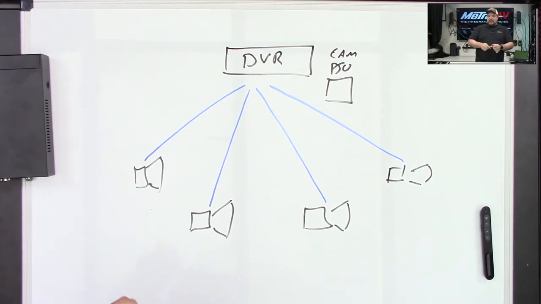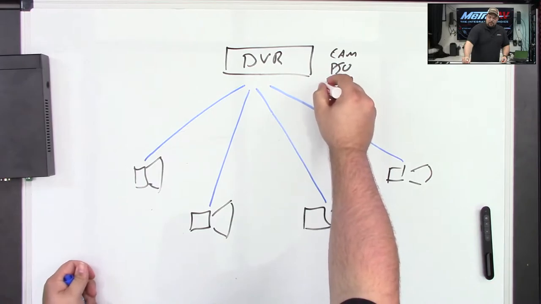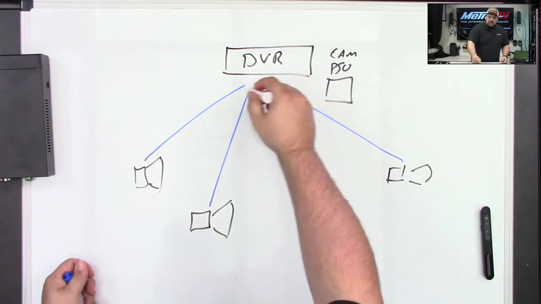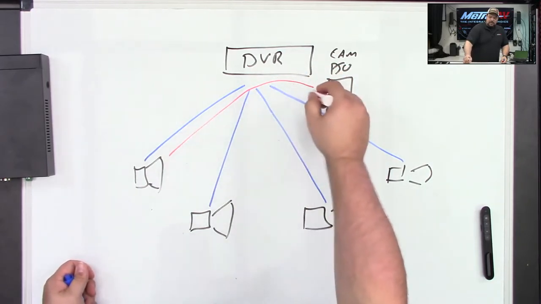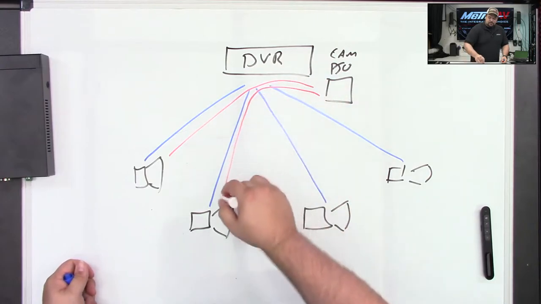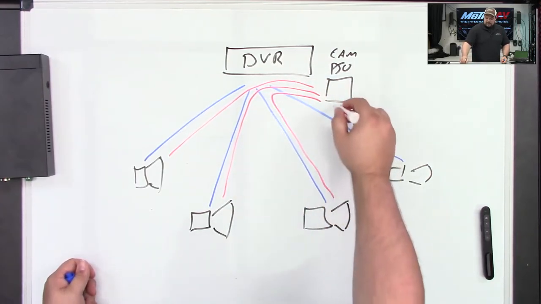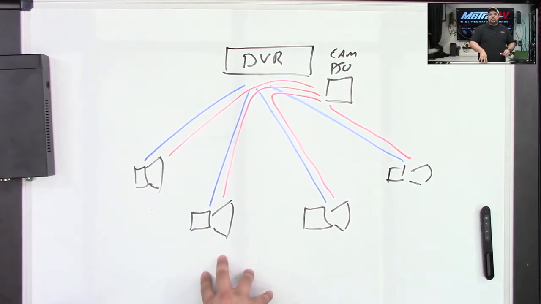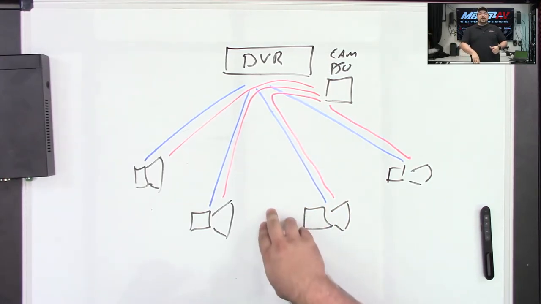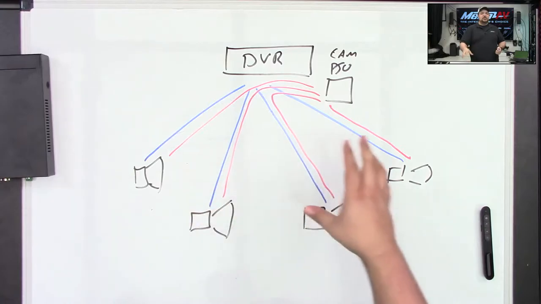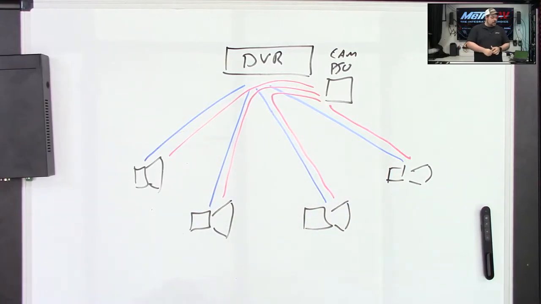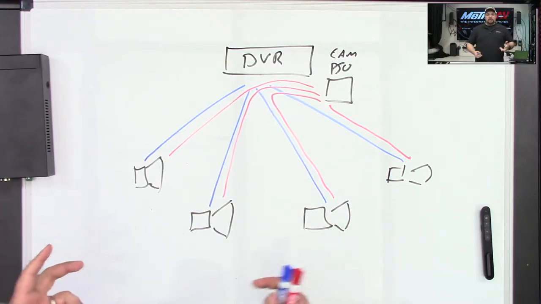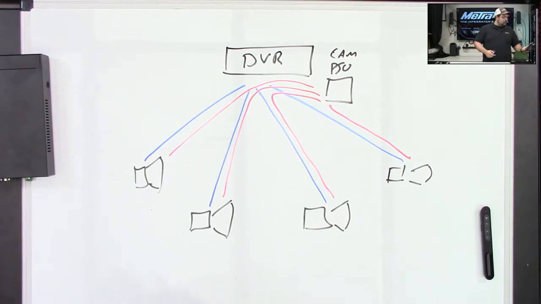Then on top of that, you would have to have power, and normally it's run kind of in parallel to the video connection. You would have something like this. So you have to power the cameras separate from the video feed. You would have to run either two cables, or some kind of Siamese where you would have a coax connection and a power connection. And normally we're talking like a 12 volt or 24 volt, depending on what kind of system you're working with.